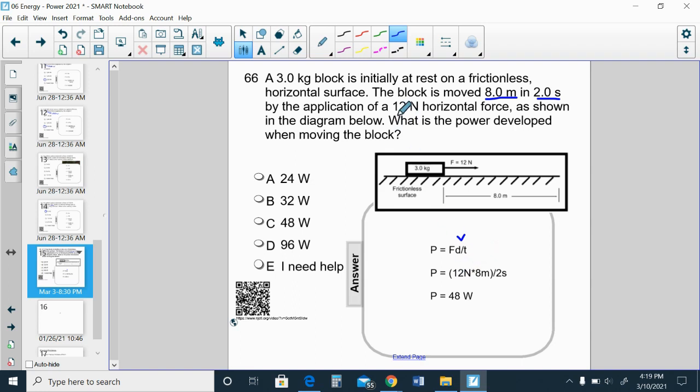So if you take your 12 newtons of force times 8 meters divided by 2 seconds, you end up with 48 watts.